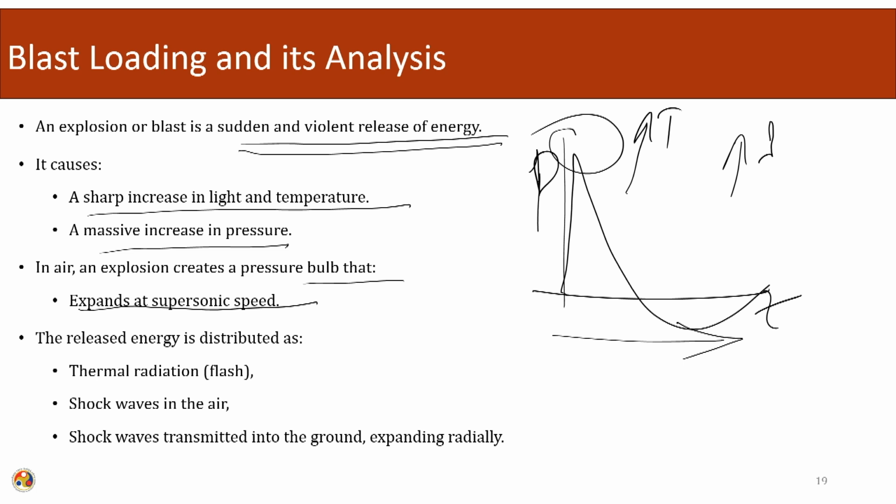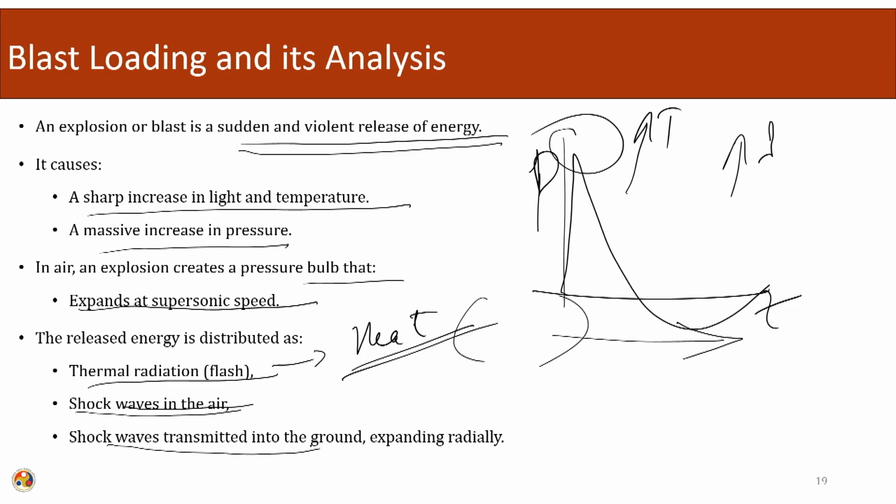The released energy is distributed as thermal radiation, heat energy, which is shown by a sudden flash, and a shock wave that is propagating in the air, and the shock wave transmitted into the ground, which expands radially. So, this is how the blast loading interacts with the environment and releases the total energy in different forms.